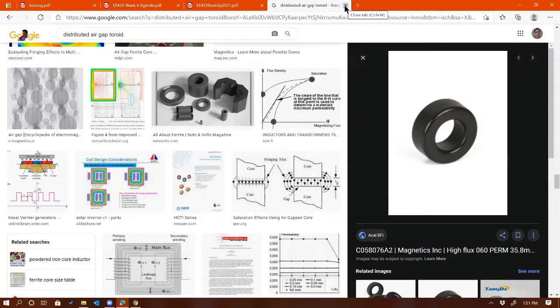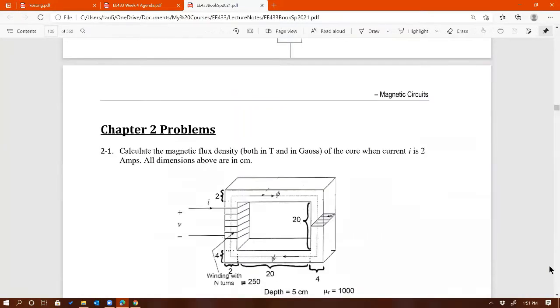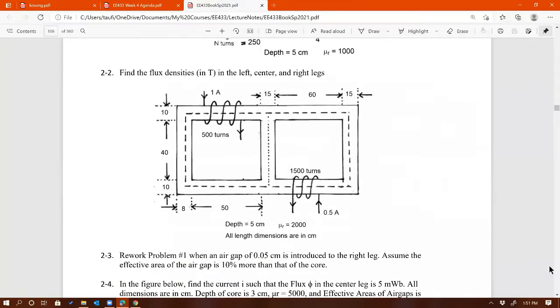Okay. Any question on that one? Okay, that's the one last thing I would like to mention before I move on to chapter 3. All right, no questions.